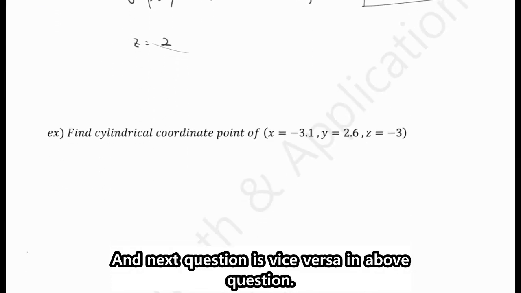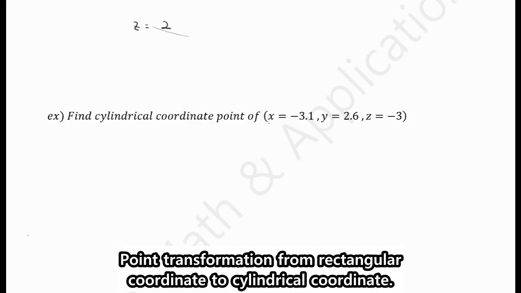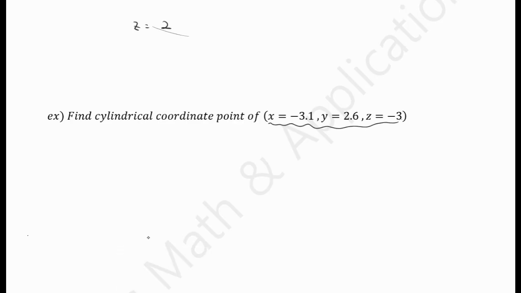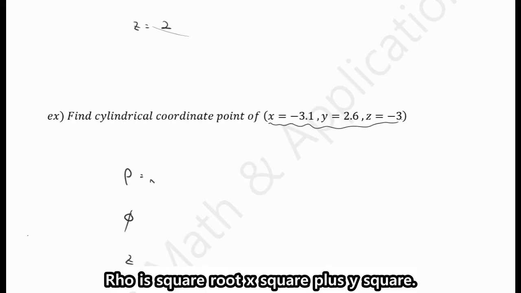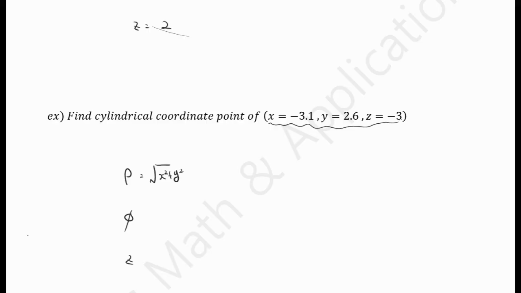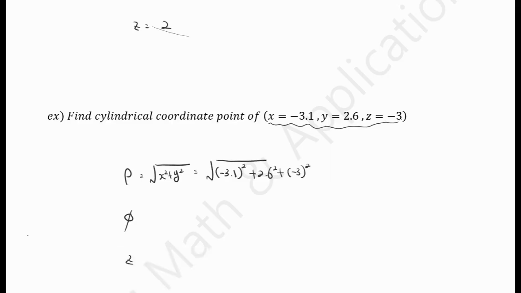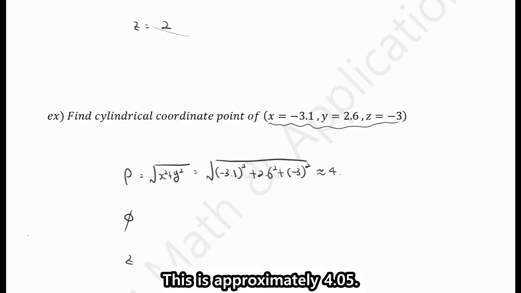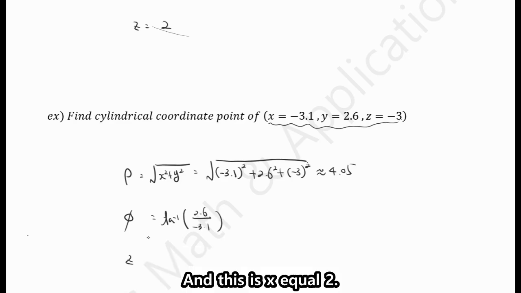And next question is vice versa of the above question. Point transformation from rectangular coordinate to cylindrical coordinate. So we have to find rho, phi, z. Rho is the square root of x squared plus y squared, the square root of minus 3.1 squared plus 2.6 squared plus minus 3 squared. This is approximately 4.05. Phi is the arc tangent of y over x.